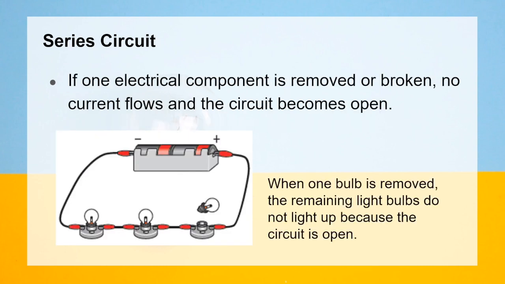In a series circuit, if one electrical component is removed or broken, no current is able to flow through and the circuit becomes open. Look at the diagram on the slide. When one light bulb is removed, the remaining bulbs do not light up because the circuit is now open.